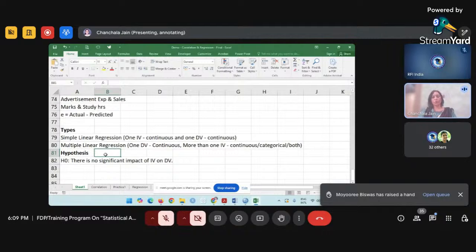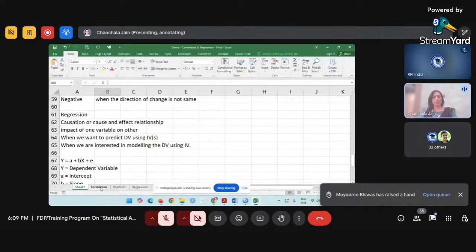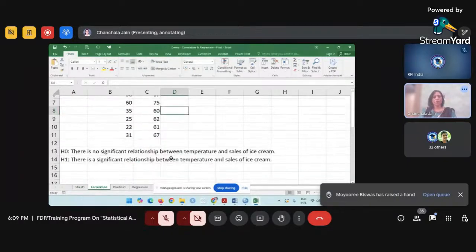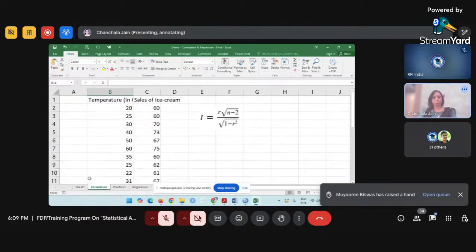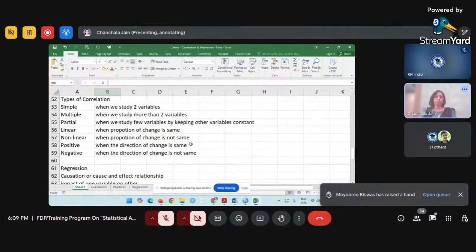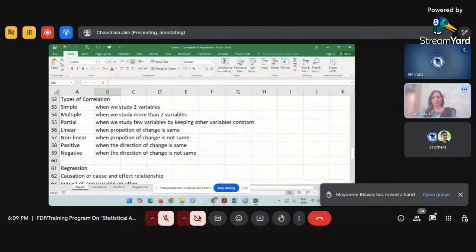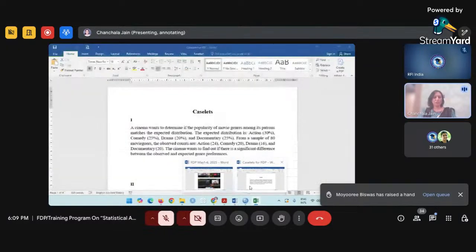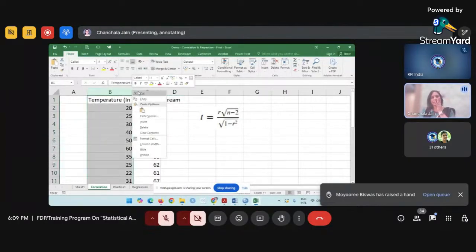Now I think we'll go and perform the correlation using Excel. So I'll expect you to open the sheet named correlation. I hope everyone has the sheet. Has everyone opened it? Shall I start? Fine. So I'm expecting everyone to open the sheet. If you have opened it, you can find we have two variables listed: temperature in Celsius and the sales of ice cream.